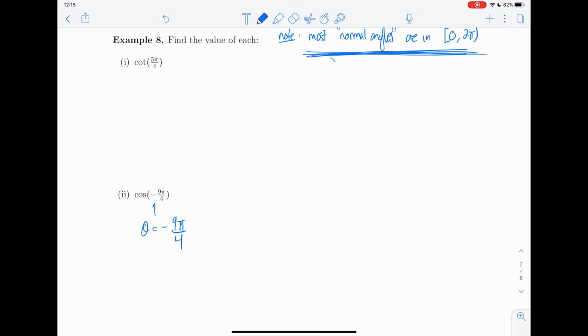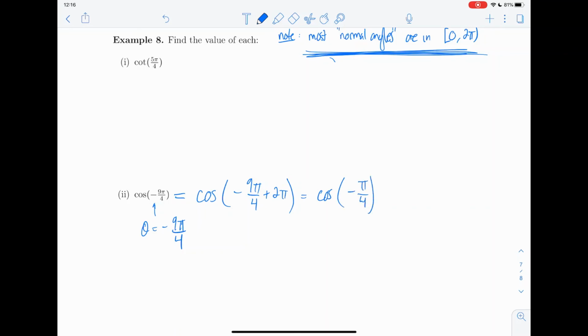So since it's negative, I'm just going to add 2 pi to it. I know that if I add 2 pi to the angle and build a coterminal angle, the cosines are going to be the same. So let's see if we can bring this angle into a better light. Cosine of negative 9 pi over 4 is equal to cosine of negative 9 pi over 4 plus 2 pi. Well, we can simplify that and we'll get cosine of negative pi over 4.